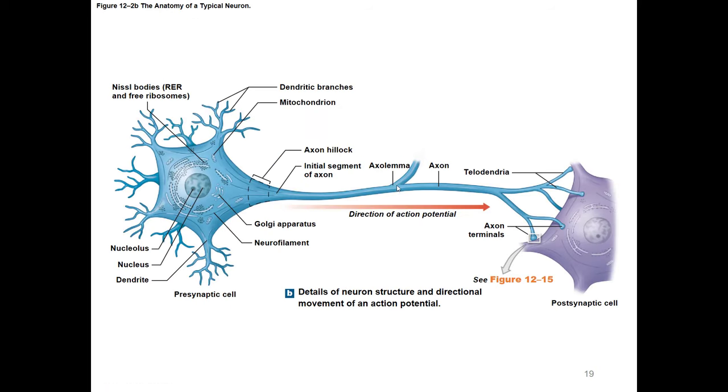So here is an example of a collateral. So this is just a branch off of an axon known as a collateral. And then as we move down the primary axon, you can see that it branches into finer branches, which are called telodendria. The telodendria end in little buttons or knobs called axon terminals or synaptic terminals.